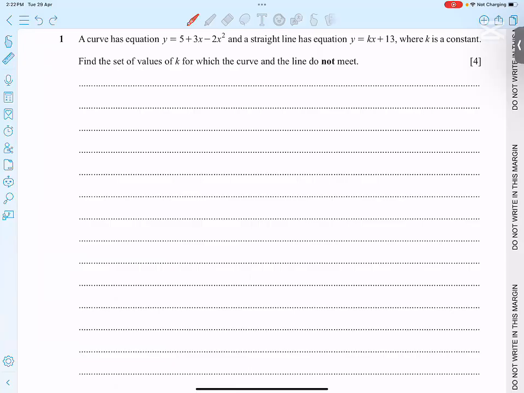The question says the curve and the line have been given, and we need the set of values of k for which they don't intersect. So how can we do this kind of question?